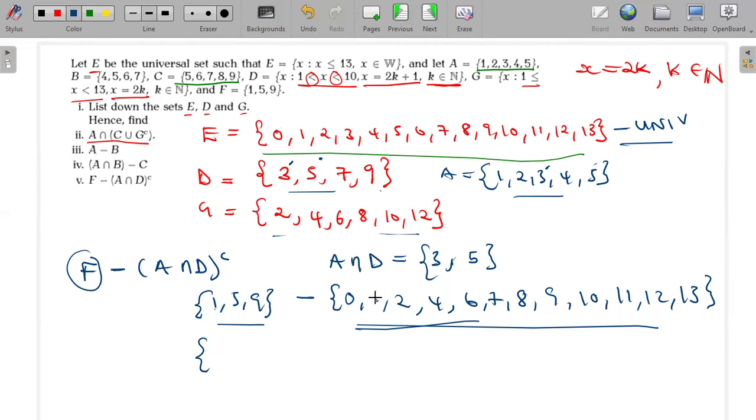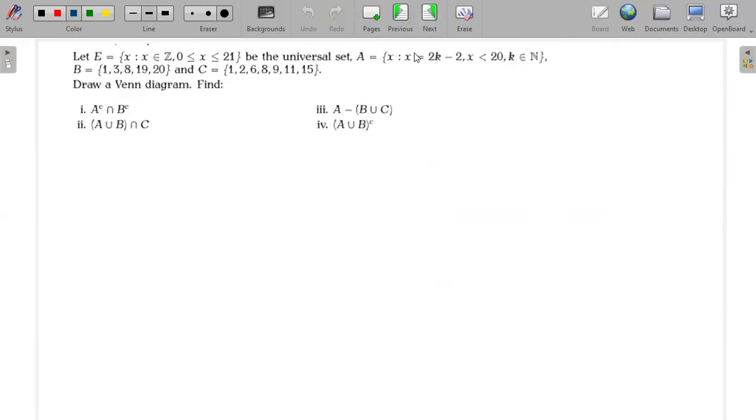So 1 is there, 1 is there, so that won't be in our set. So when you look at 5, 5 is there, but 5 is not in A intersect D complement. So 5 is going to be in that set. And then you have 9. 9 is there and 9 is there. So meaning 9 won't be part of our set. So this here, 5, is the only element that is going to be in our set. Okay, so that's how we find that one. Right, let's move on to the next question.